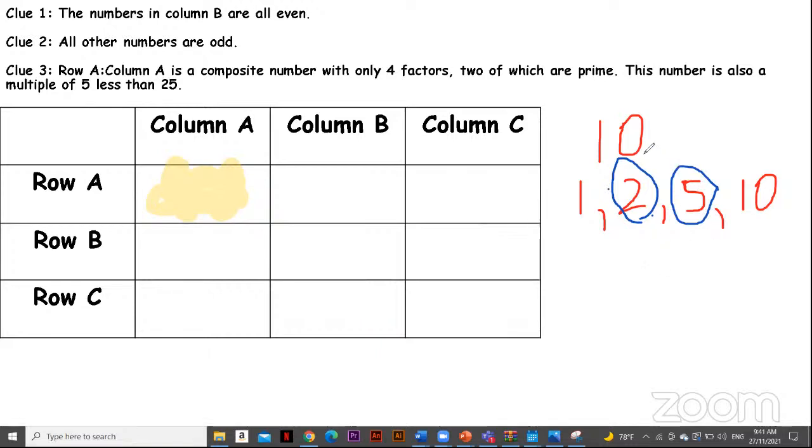Now, yes, we could work with 10. So let me go here. Column A is a composite number with only 4 factors, two of which are prime. This number is also a multiple of 5 and is less than 25. 10 is less than 25. So let's put that in. 10 is less than 25. What will come now in column B? What number is in column B? What number will fall here?